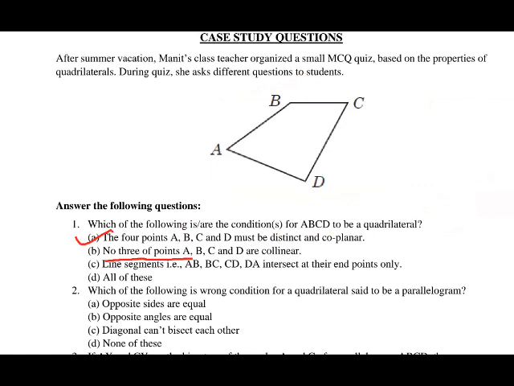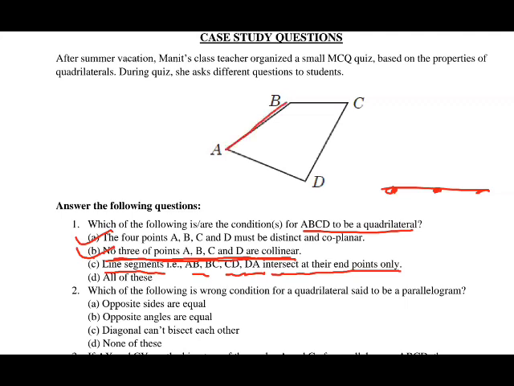No 3 of the points A, B, C, D are collinear. Is it right? Collinear means can 3 points be in a line? No. So no 3 points of ABCD are collinear. Correct, this option is correct, right? So for ABCD to become a quadrilateral, these 2 conditions are important. The third thing: line segments AB, BC, CD, DA intersect at their endpoints only. Is it right or wrong?